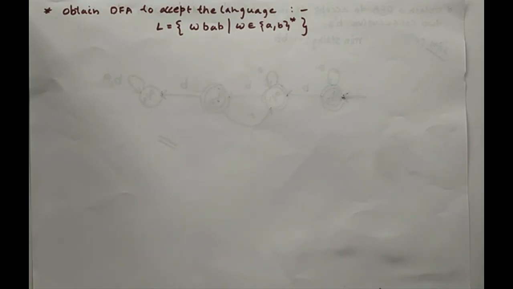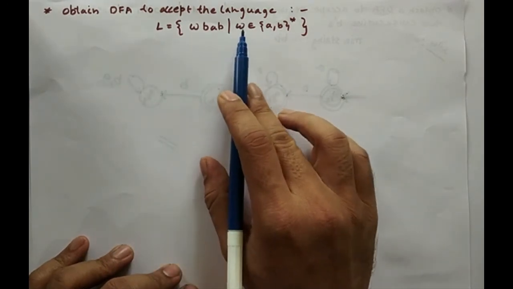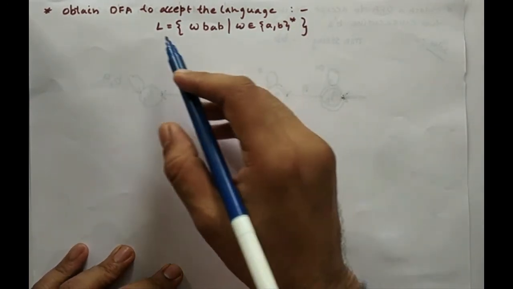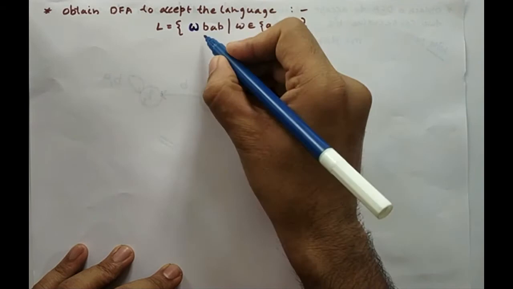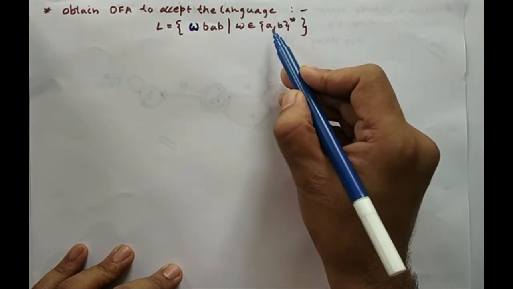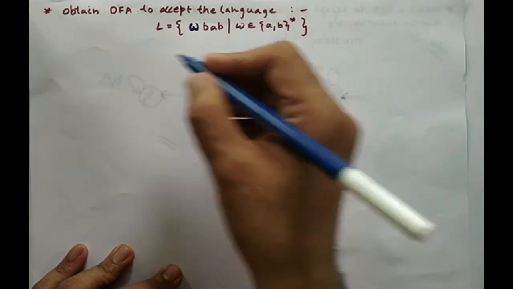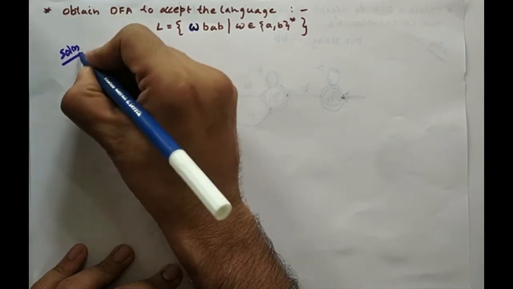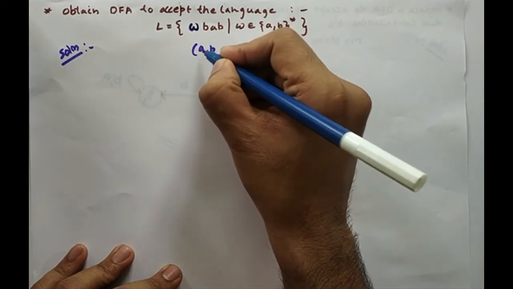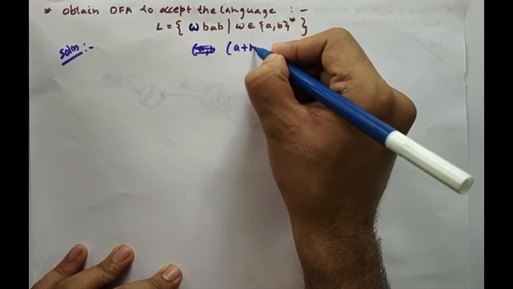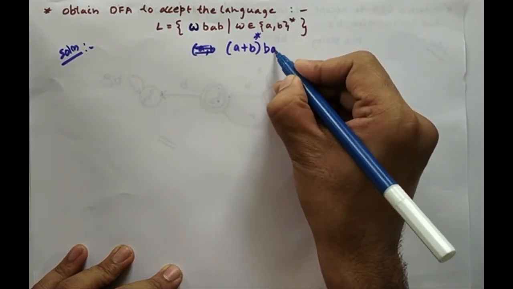Now in the next problem, we are supposed to design a DFA to accept the language L equal to WBAB such that W belongs to (A,B) star. So here also, see, language L is such that each string is of the type W followed by BAB. What is W? W belongs to any combination of A and B. So the regular expression for this language would be (A or B) the whole star. That means the first part W can be any combination, but it should end with BAB.